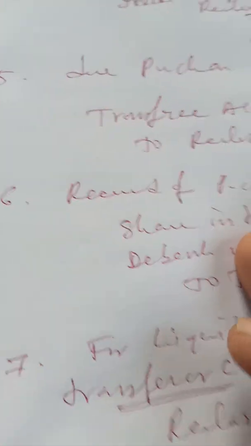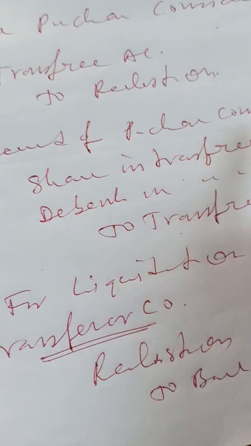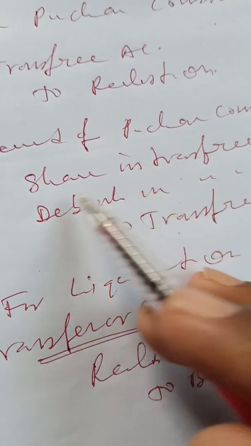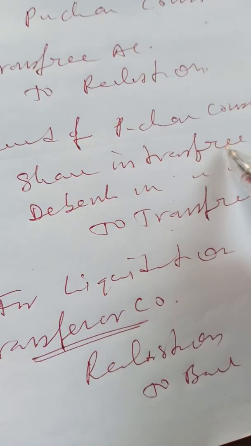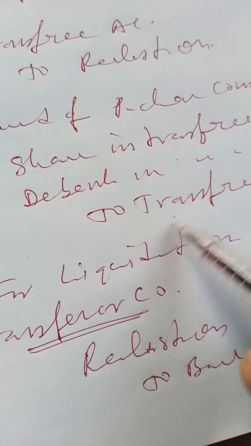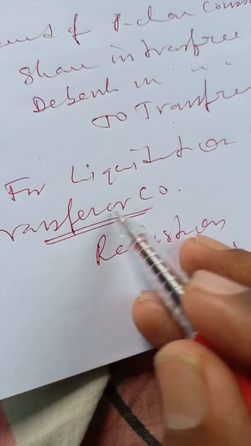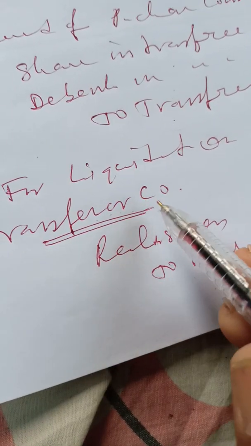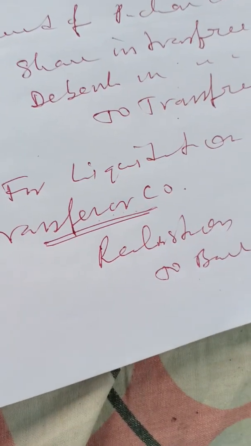Then we come to receiving the purchase consideration. It may be received in shares or in debentures. If it comes as shares or debentures of the transferee company, the entry is shares in transferee company, debentures in transferee company to transferee company. Then we come to the liquidation expenses paid by the transferor company: realization account debit to bank. But if they are borne by the transferee company, no entry is required in the books of the transferor company.